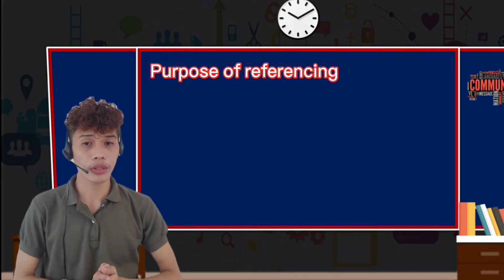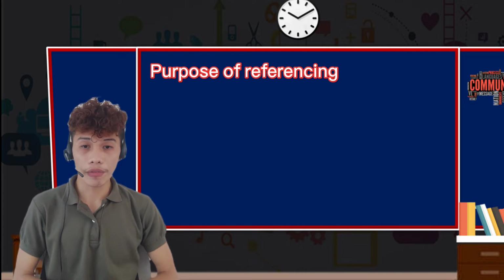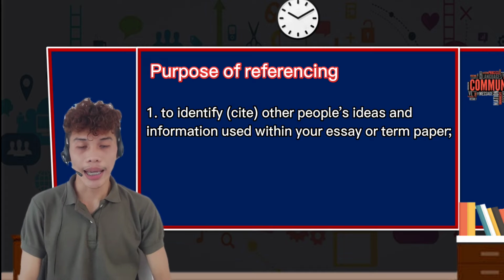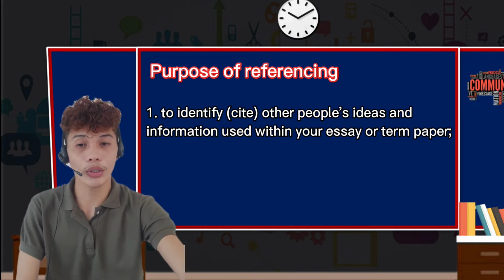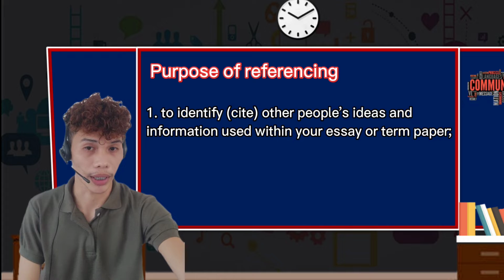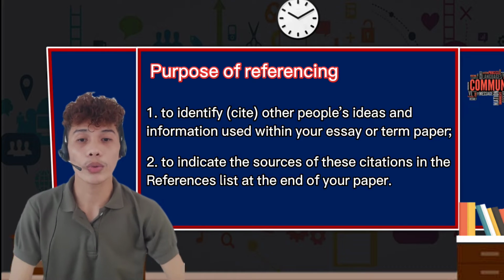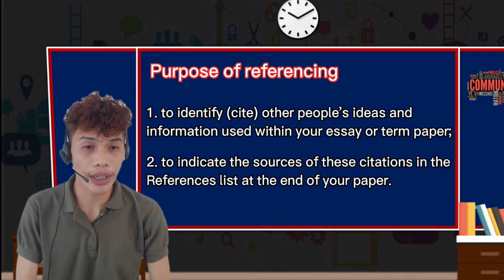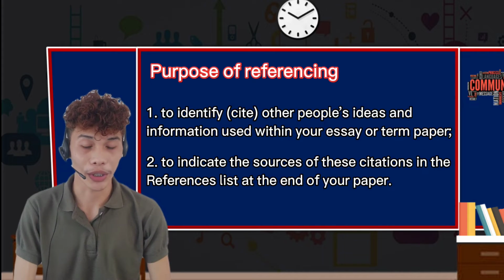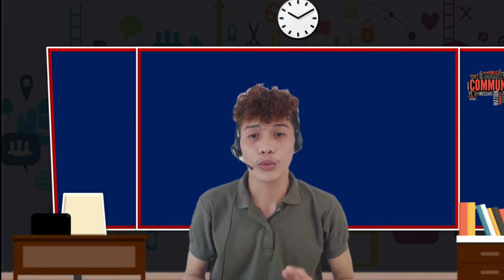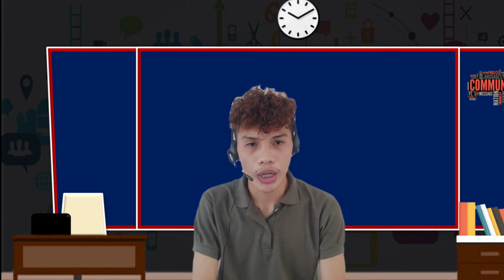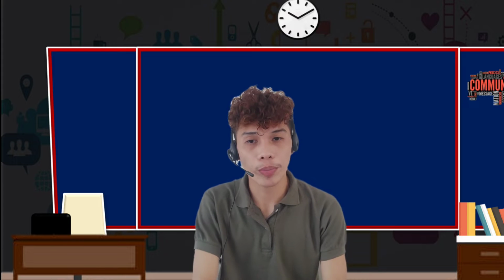Now, the first purpose of referencing is that referencing aims to identify or cite other people's ideas and information used within your essay or research paper. Secondly, it also aims to indicate the sources of these citations in the reference list at the end of your paper.